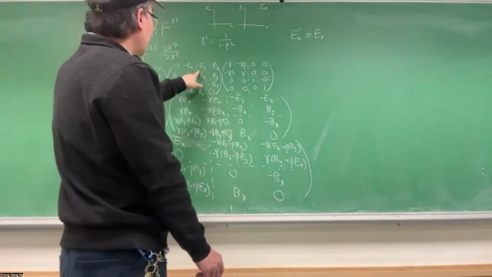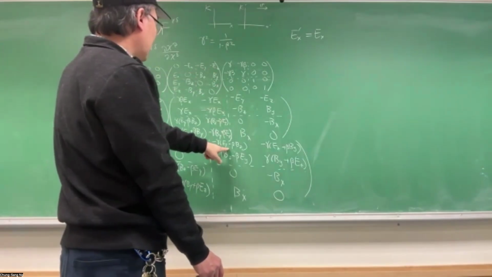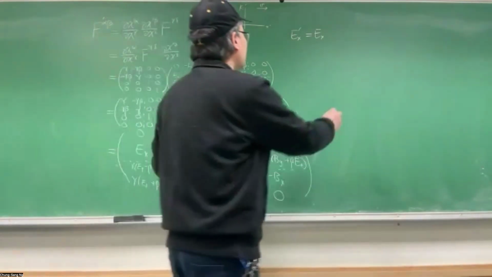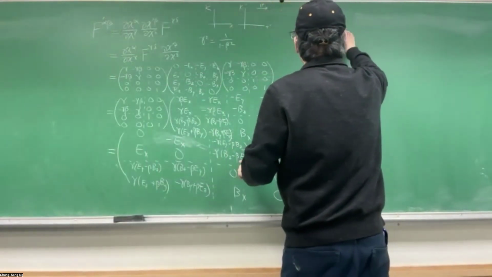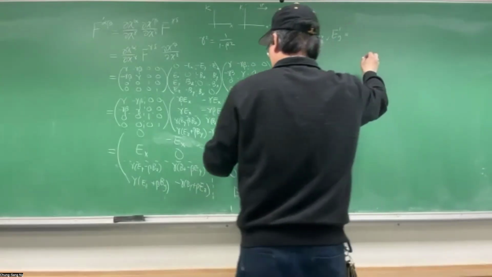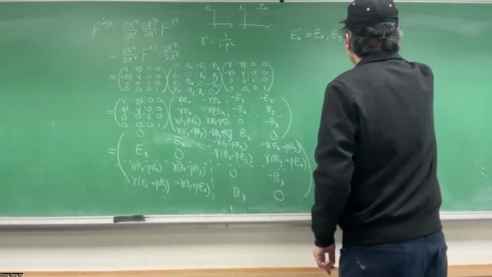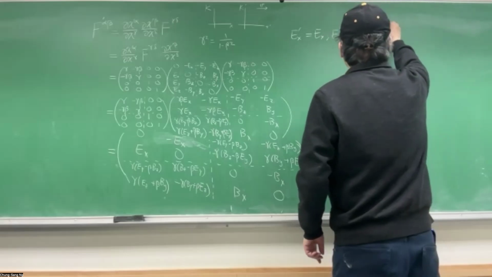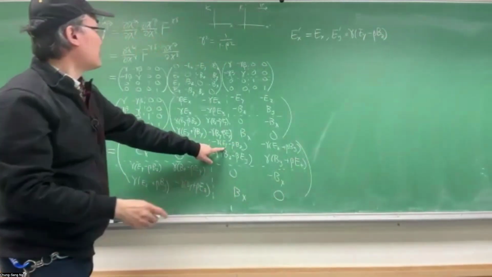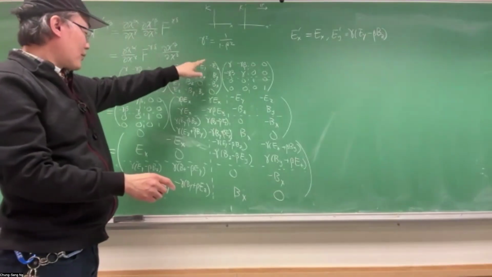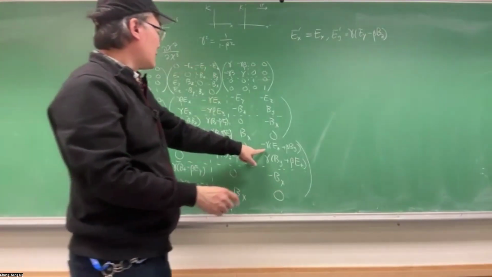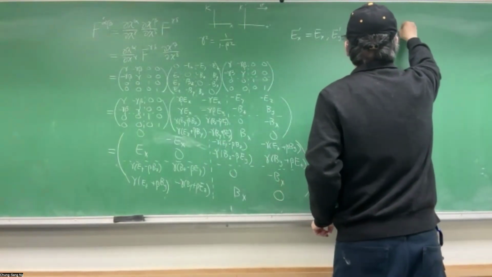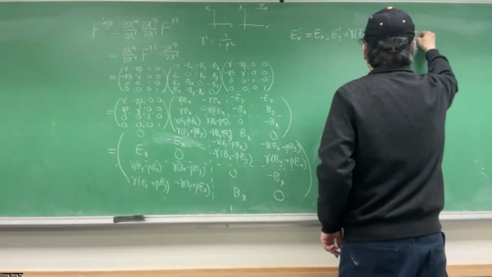So this is E_y prime is equal to whatever is here. So down here, E_y minus beta E_z. E_y prime is this, copied here down here: E_y minus beta E_z. Okay, just this one compared with this one with the prime. Okay, and likewise, this is E_z prime.